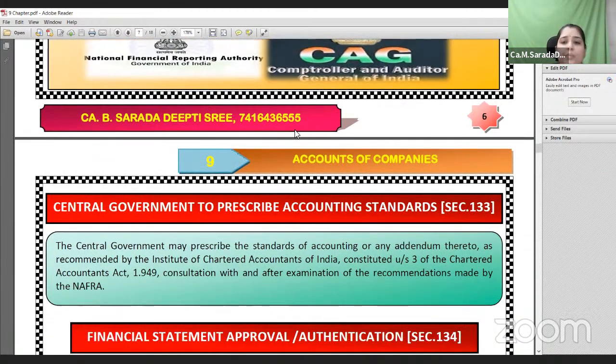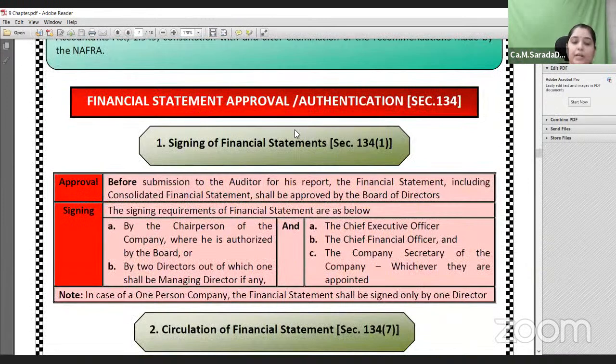Next. The central government, under Section 133, will sometimes prescribe certain accounting standards which are applicable to certain types of companies. The central government will prescribe the standards of accounting as recommended by the ICAI, in consultation with the recommendations made by NFRA also. Okay, so from time to time, the central government will try to prescribe accounting standards to certain classes of companies as recommended by ICAI and NFRA. Now the next very important thing, as I have already told you: who should sign the financial statements? Very, very important. Sometimes this particular provision is also asked in a practical question. I will also let you know in what way the practical question will be asked for this topic. Okay.